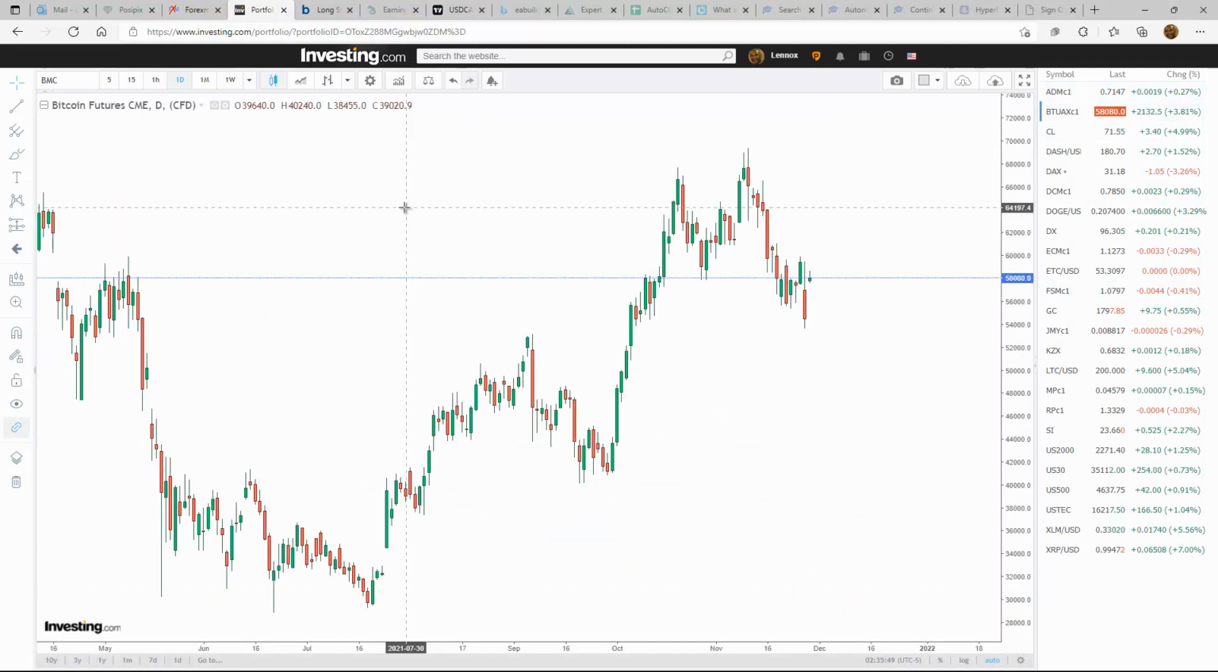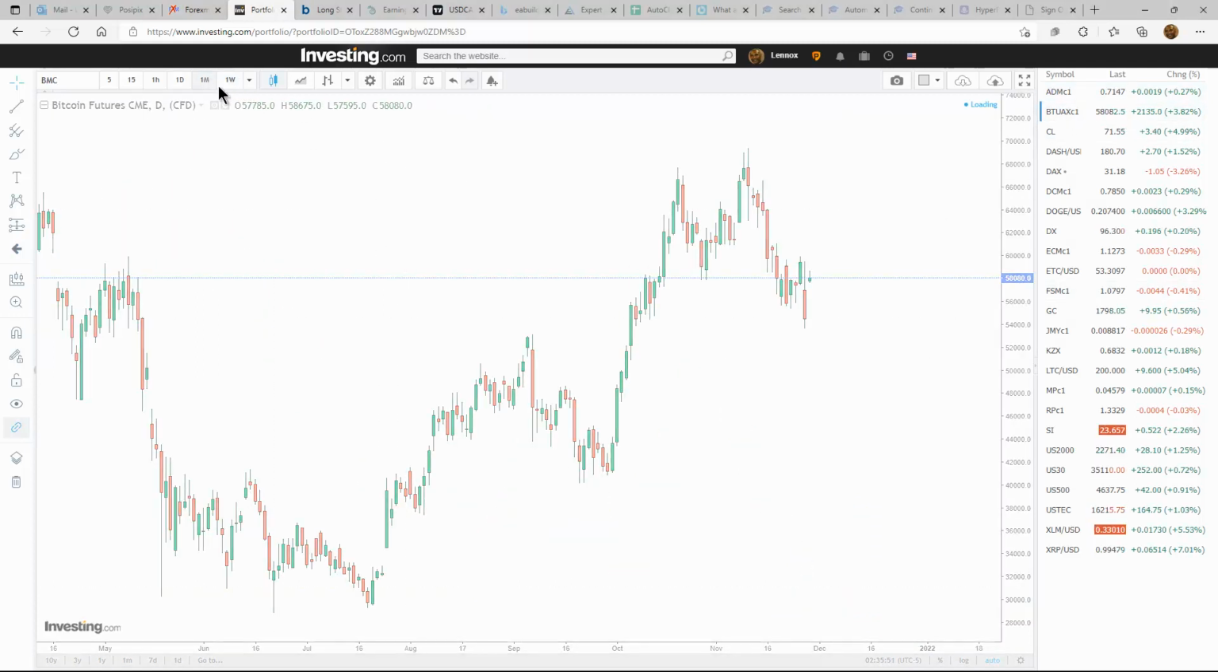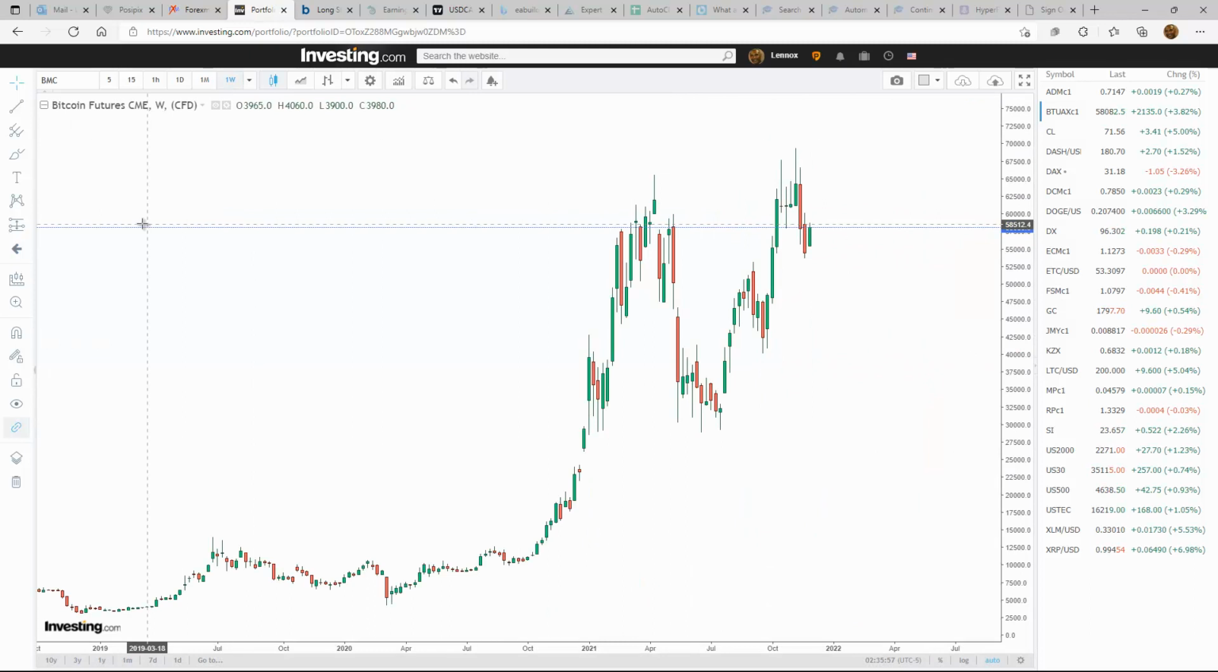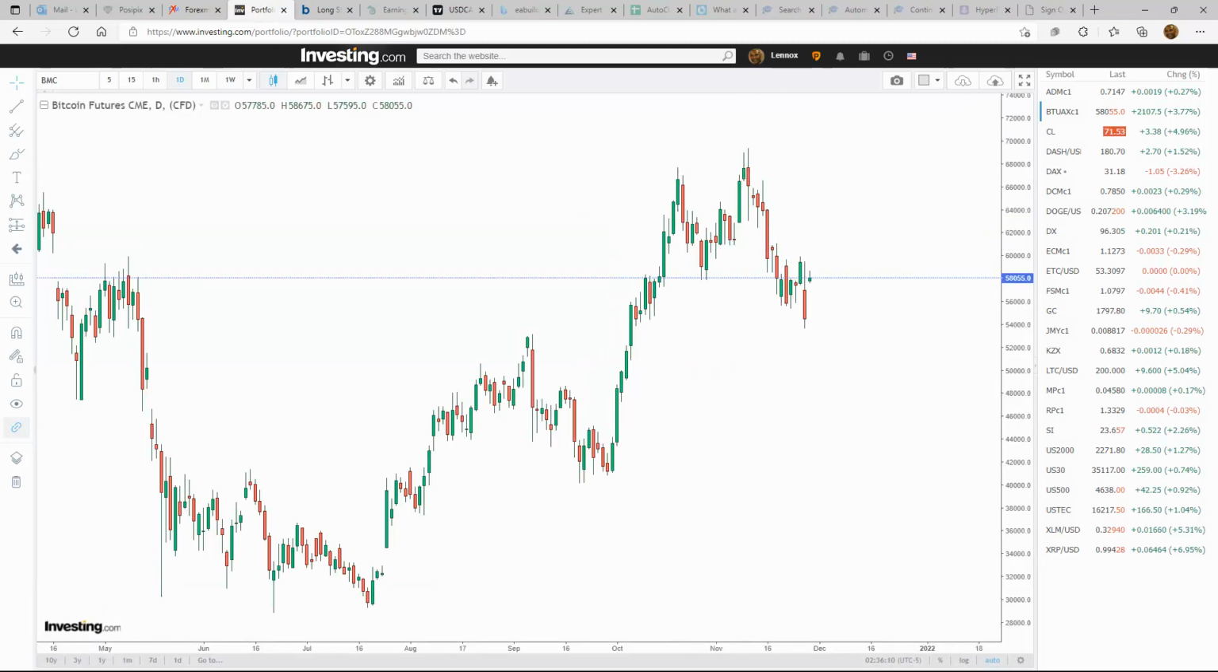Take a look at Bitcoin. Let's go to the monthly on that one as well. So straight up in the air, breaking the highs, and then a rejection and coming back down. So we're on our way back down. And just like I said from last week, we would be moving back to the downside. And that's what's happening.